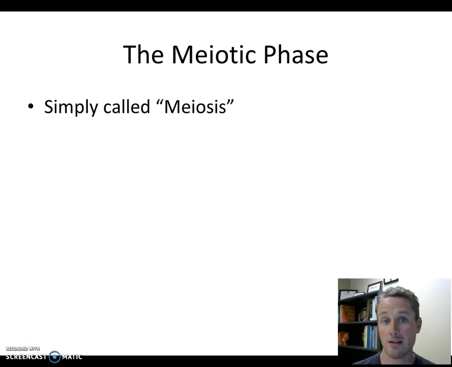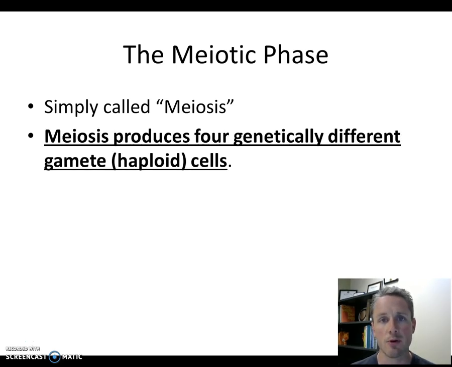When we talked about mitosis, we made a simple declarative statement about what the products of mitosis are. We want to make that same statement for meiosis, and that way we can compare the outcome of mitosis versus meiosis. So when I talk about meiosis, I say this: meiosis produces 4 genetically different gamete or haploid cells. All right, so meiosis produces 4 genetically different gamete cells.